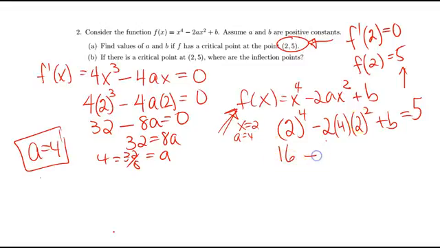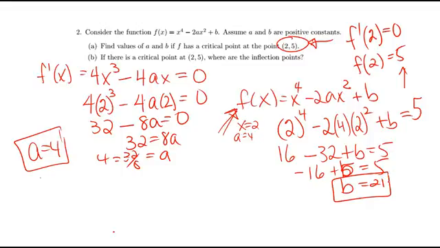So 16 minus 2 times 2 is 4, times 4 is 16, minus 32 plus b equals 5. Negative 16 plus b equals 5. I'm going to add 16 to both sides. B equals 21. So this function turns out to be x to the 4th minus 2a, so 8x squared, plus b, plus 21. And I actually went and looked at this graph to see that it worked. It seemed to work when I graphed it.